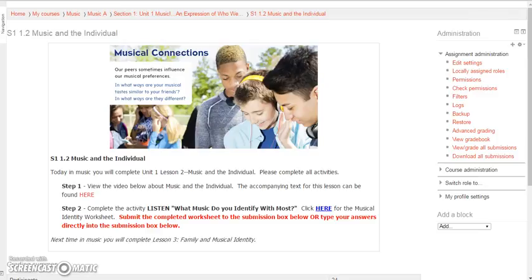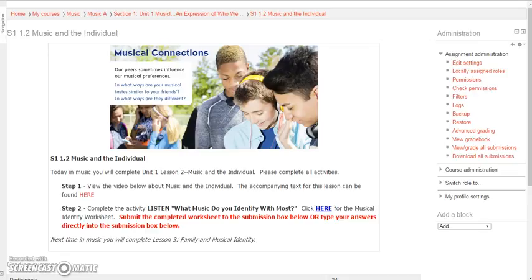For today's lesson, Section 1, Unit 1, Lesson 2, Music and the Individual, our goal for today is to identify call and response and to identify musical preferences. On your assignment page, you will see in Step 1 that you are to view the video below about music and the individual. Make sure that you watch this entire video.